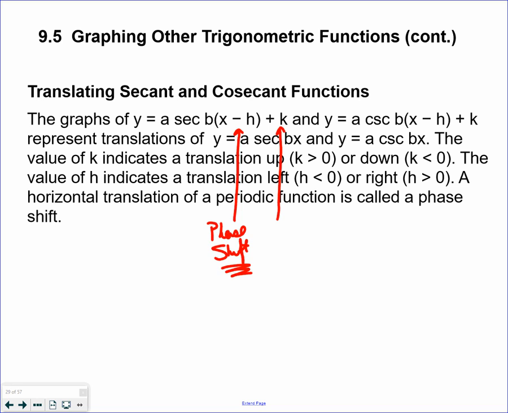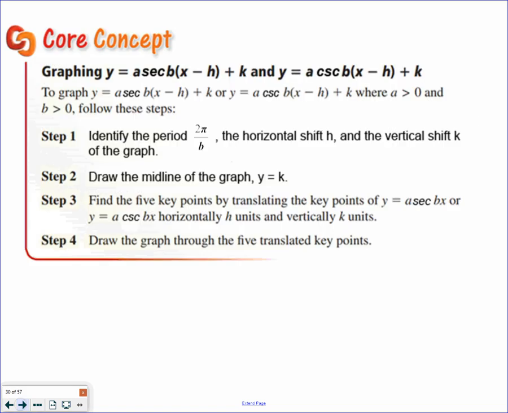And then the k value shifts the midline. So just like before, the midline is adjusted if you add or subtract something at the end. And then the a value affects the amplitude, or how high and how low the graph goes. And b affects the period length. All this is describing, again, things that we've talked about previously. This is a phase shift, and this is a change in the midline.